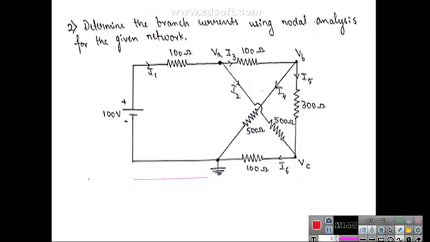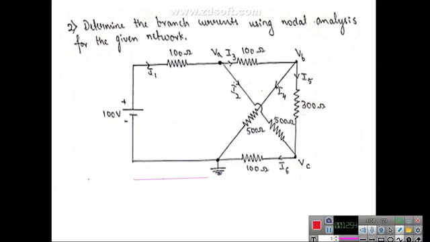Now you can consider the second problem. Here you need to determine the branch currents using nodal analysis for the given network. This is the given network. For your understanding, I have already marked the nodes. This node I identified as A, this is node B, this is node C. The voltages you assume are VA, VB and VC, and this other node is considered the reference node.